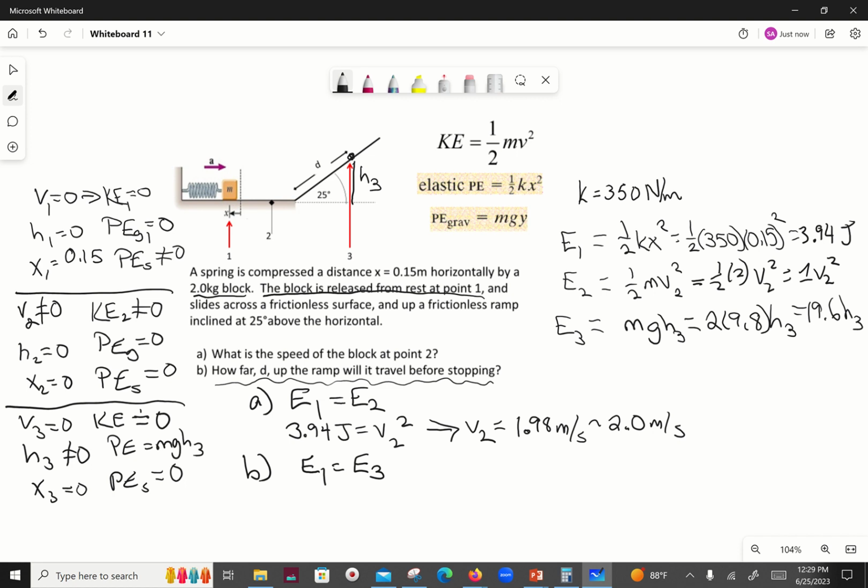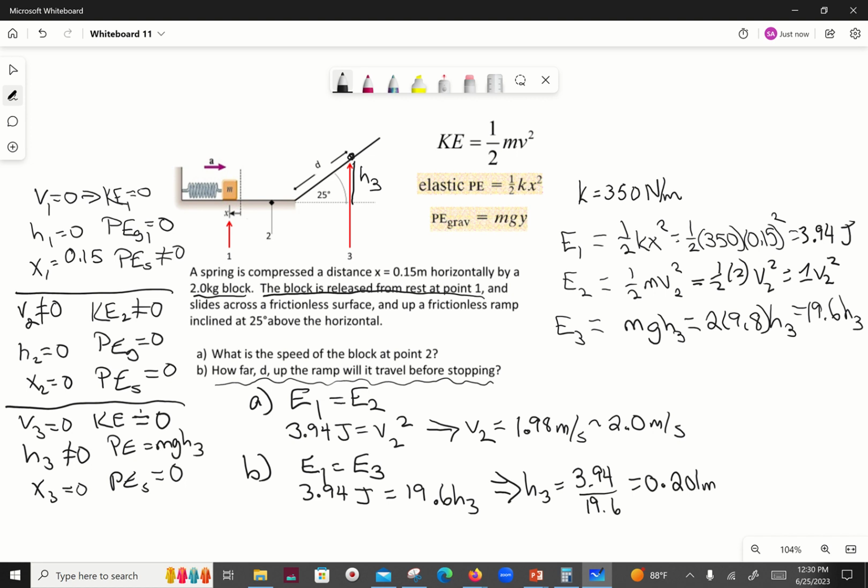So what do I know? I know 3.94 joules is equal to 19.6 times H3. So H3 is 3.94 over 19.6, which is just over 0.201 meters. Okay, but the problem didn't actually ask me for the height.